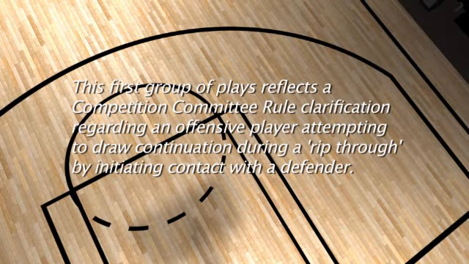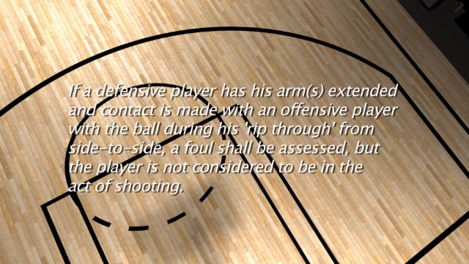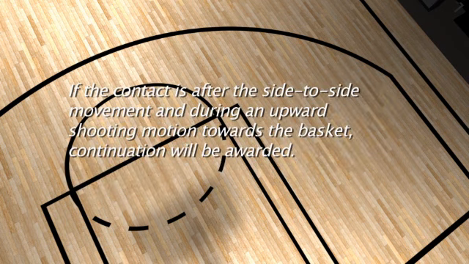This first group of plays reflects a competition committee rule clarification regarding an offensive player attempting to draw continuation during a rip-through by initiating contact with a defender. If a defensive player has his arm or arms extended and contact is made with an offensive player with the ball during his rip-through from side to side, a foul shall be assessed, but the player is not considered in the act of shooting. If the contact is after the side-to-side movement and during an upward shooting motion towards the basket, continuation will be awarded.